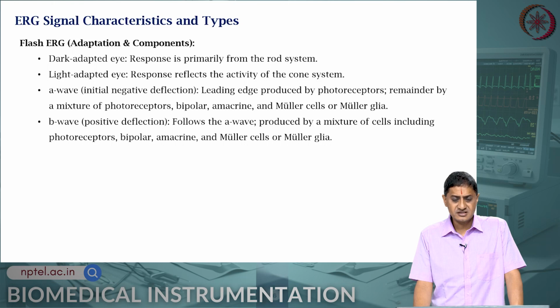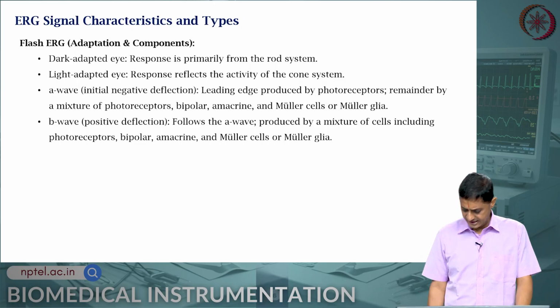The A wave essentially is the initial negative deflection, and the leading edge is produced by the photoreceptors. We saw this, and the remainder is produced by a combination of photoreceptors, amacrine cells, bipolar cells, and Muller cells or Muller glia, which are essentially glial cells. And then the B wave is a positive deflection that is due to the activation of ganglion cells, but perhaps also including several cells including photoreceptors, bipolar cells, amacrine cells, and Muller cells or Muller glia.